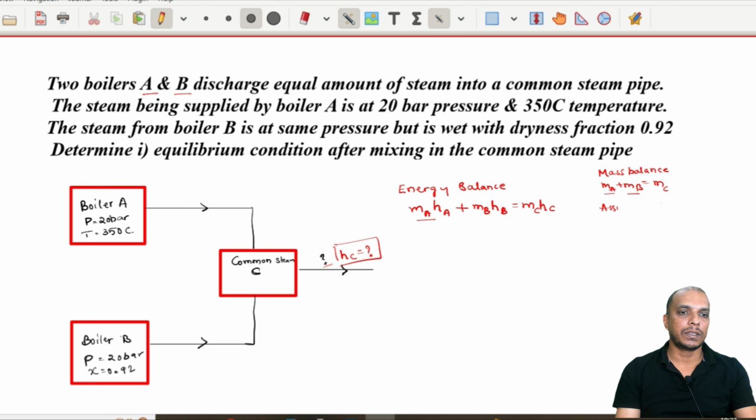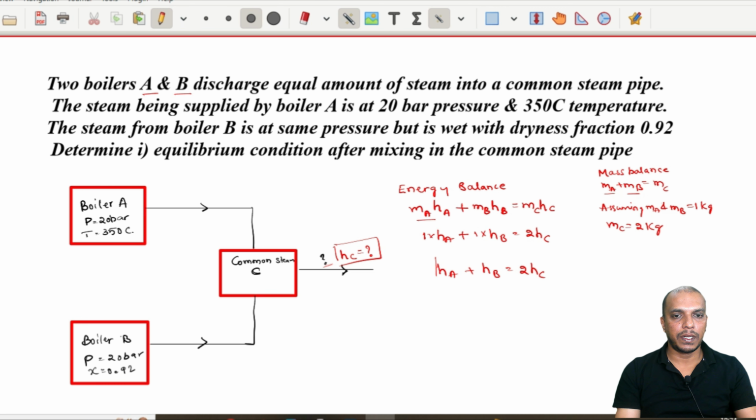Assuming Ma and Mb are equal to 1 kg, Mc will be equal to 2 kg. So, it will be 1 into Ha plus 1 into Hb equal to 2 times Hc. Or simply, Ha plus Hb will be equal to 2 times Hc. So, this is our equation. If we know the value of Ha and Hb, we will be able to find the value of Hc. How to find Ha and Hb is the next question.